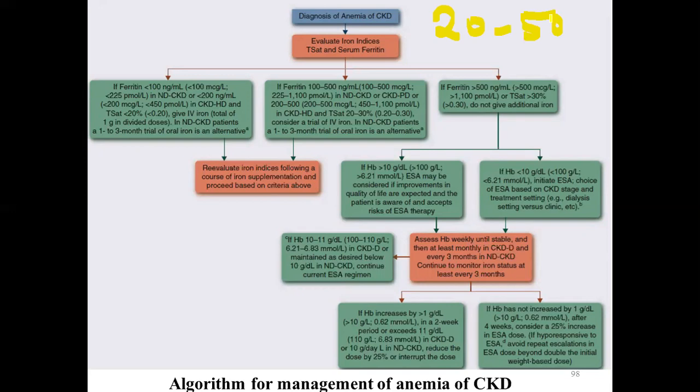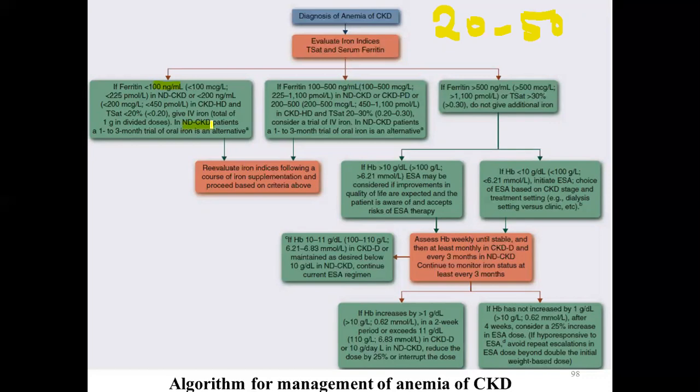So if the ferritin level is less than 100 nanogram per ml in a non-hemodialysis patient, and if the transferrin saturation is less than 20%, which is actually very low, then you need to give IV iron, in total 1 gram in divided doses. But if a patient is not on dialysis, we need to give an oral iron supplement, mostly for 3 months is usually recommended. Then you assess the patient.